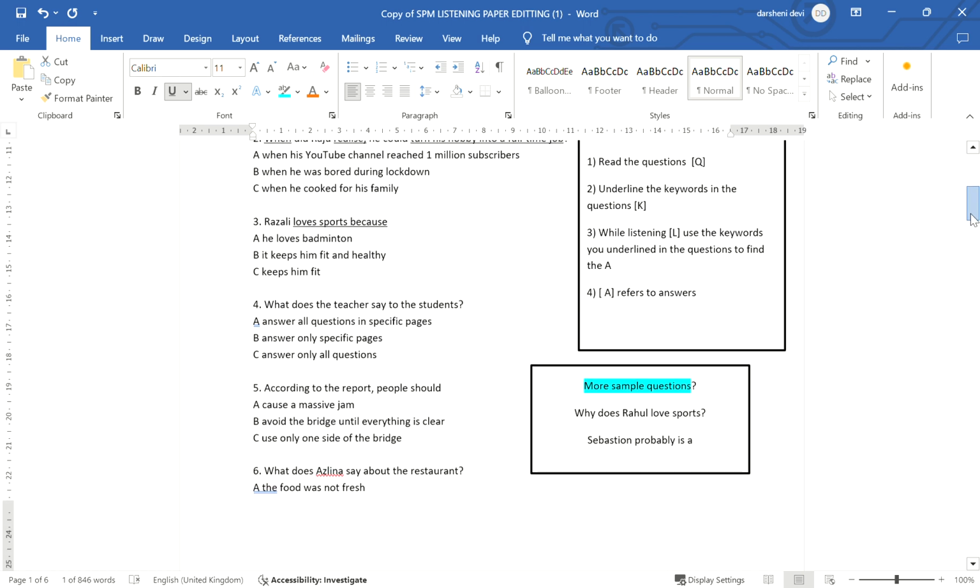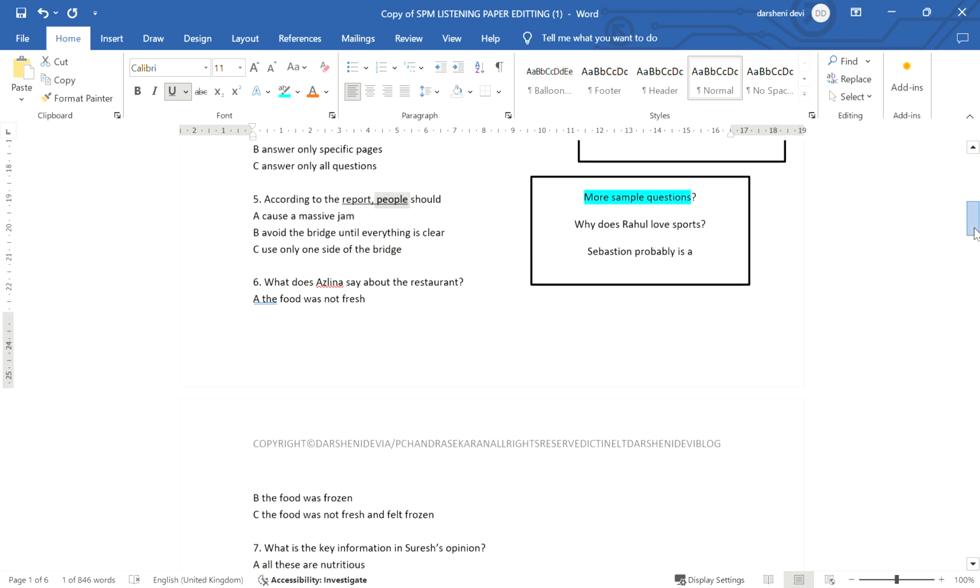Let's look at question 4. What does the teacher say to the student? What do they want to know? They want to know teacher say what. So what, that's also a keyword. Teacher say what. Question number 5. According to the report, people should... What is the keyword here? Report, that's a keyword, and people is also a keyword. So report and what people should do, that is the keyword for number 5.